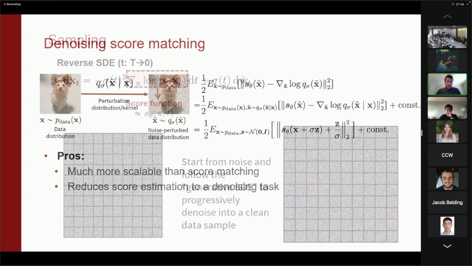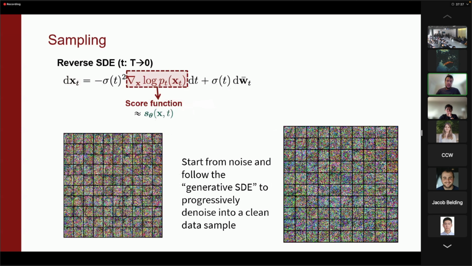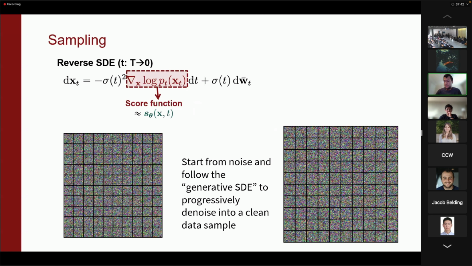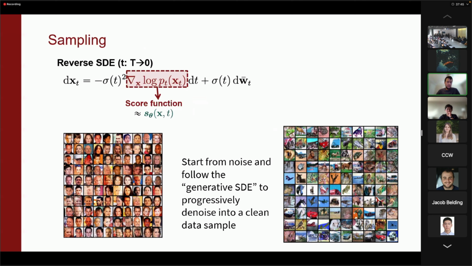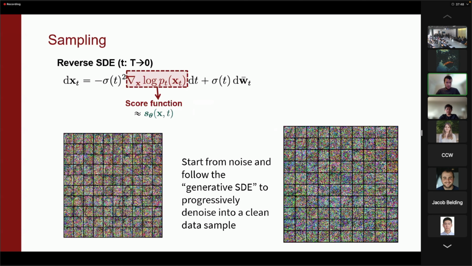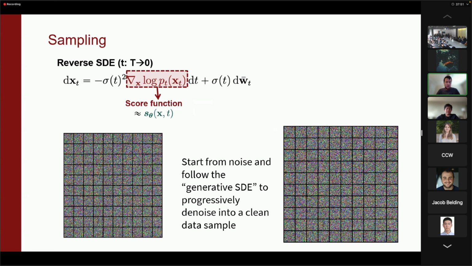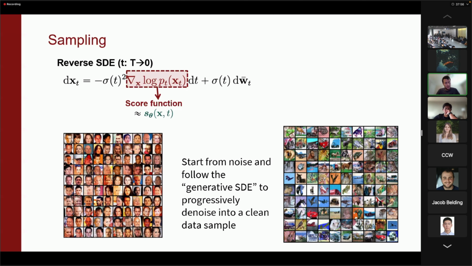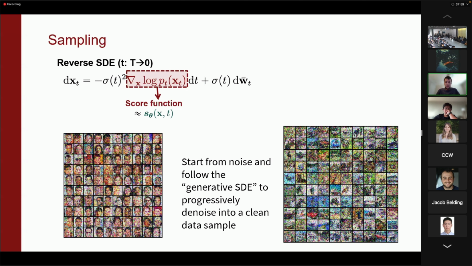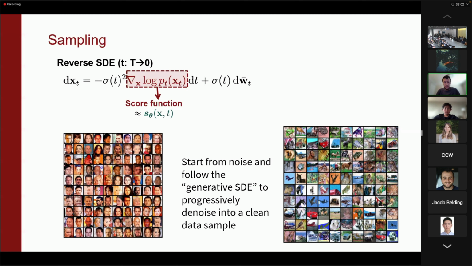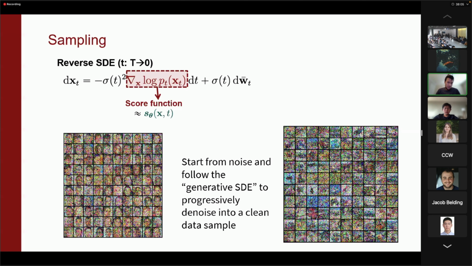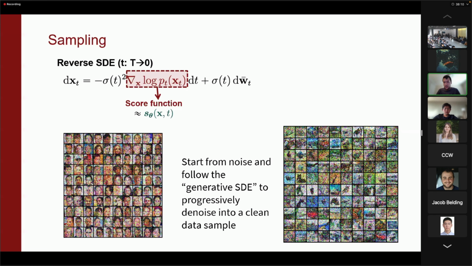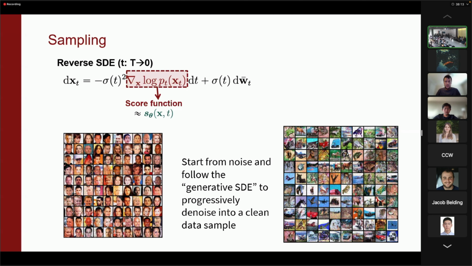Now, if you can do this, then you can just take that reverse SDE, replace the true score function with the estimated score function, and you can get a generative model. You can start from noise, and you can follow the directions that are given to you by the score function over time. You can see that it's progressively denoising a pure noise vector into a clean sample. Here is an animation showing you the process where you start from pure noise, then you slowly get to clean samples. These are two models trained on CIFAR-10 and CelebA.